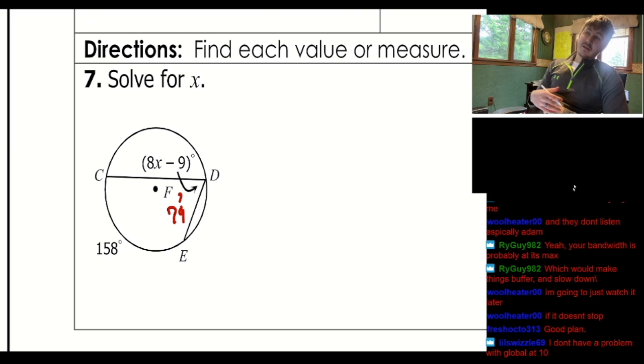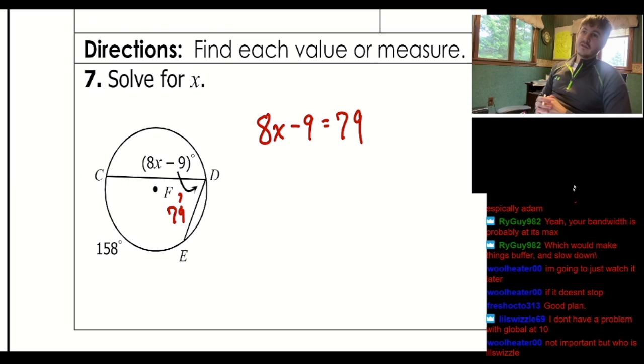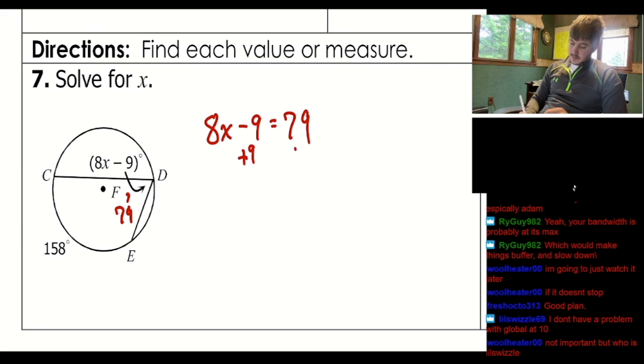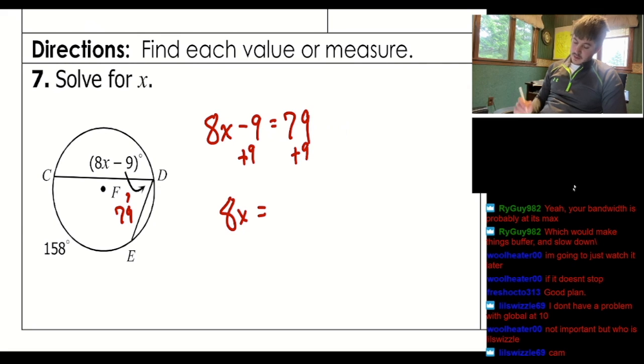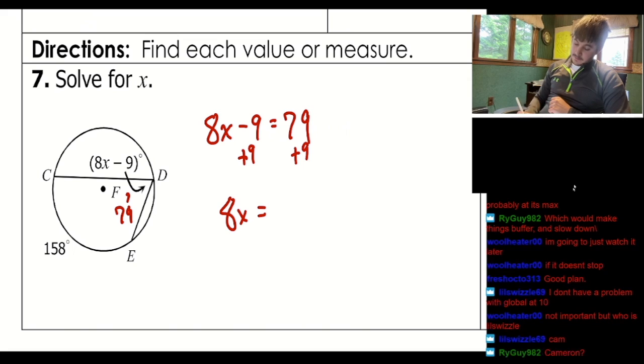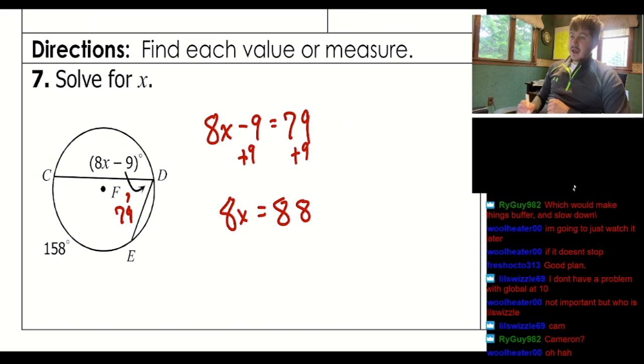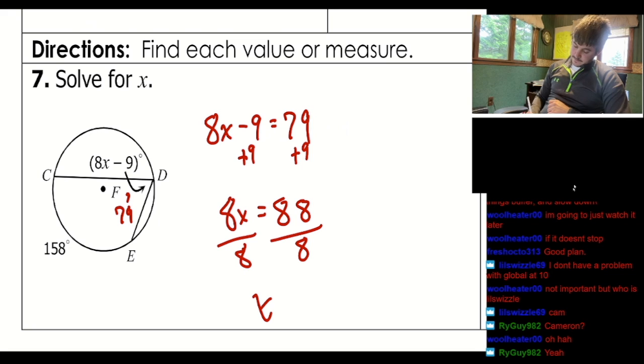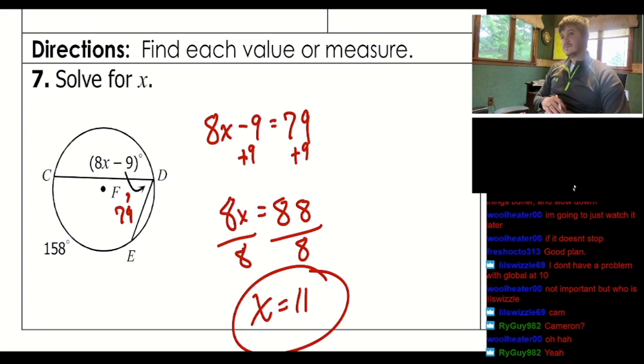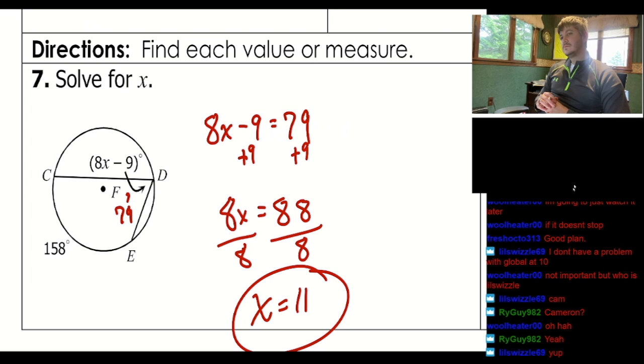And if the inscribed angle is 79 and it's 8x minus 9, we could just set these two equal to each other, and then solve for x from there. Adding 9, we get 88. Divide both sides by 8. We get 11.